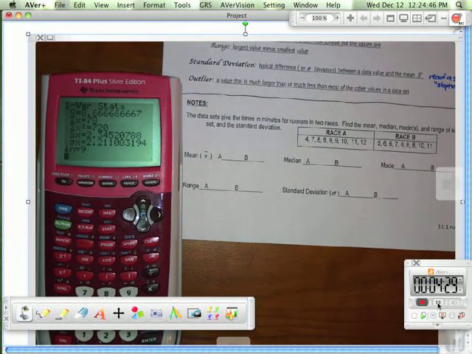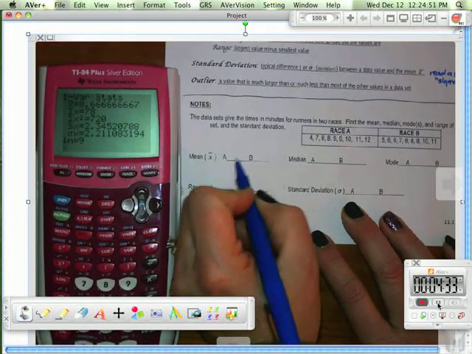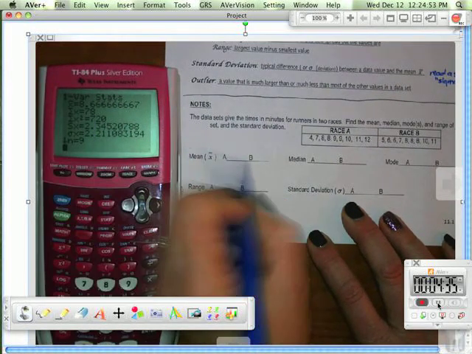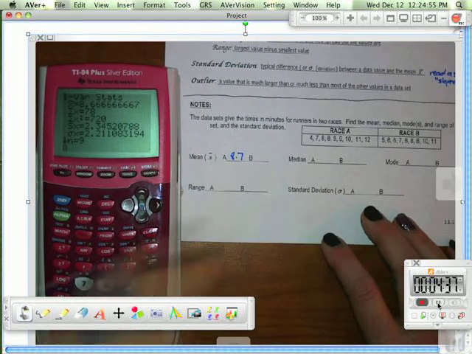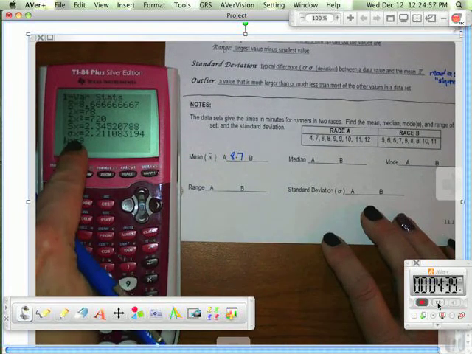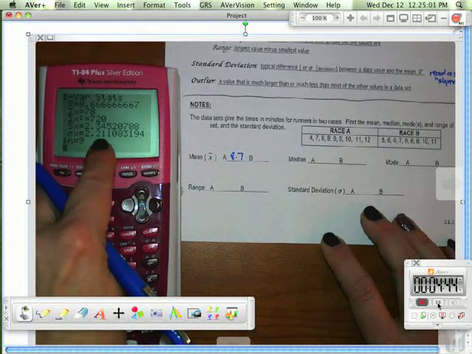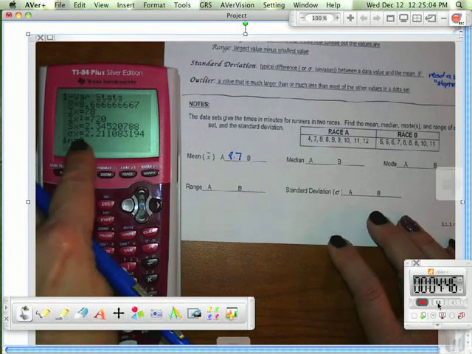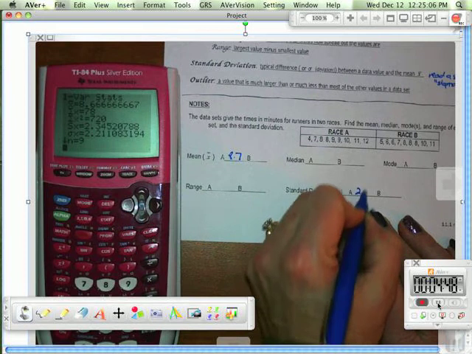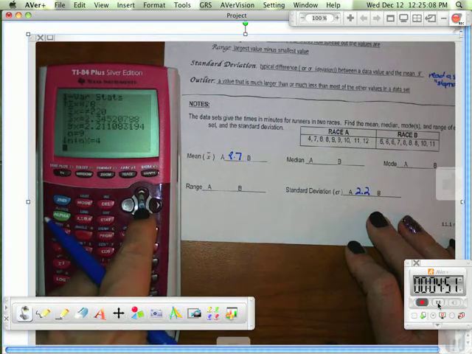So the mean for race A is, I'm going to round it up, 8.7. And then if I arrow down, actually you can see right here the sigma of that data, the standard deviation. So I'm going to go down and write that the standard deviation was 2.2. And then let's go down and look a little further at what this is.